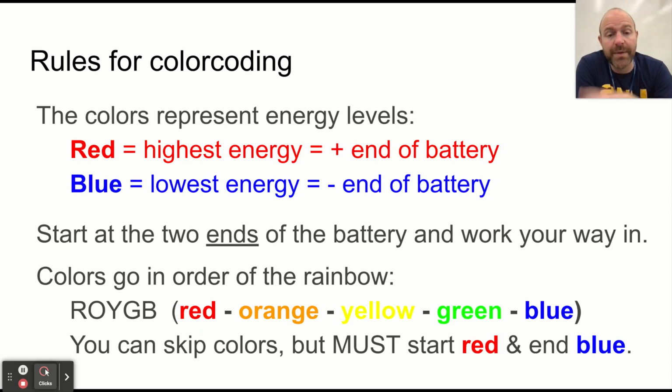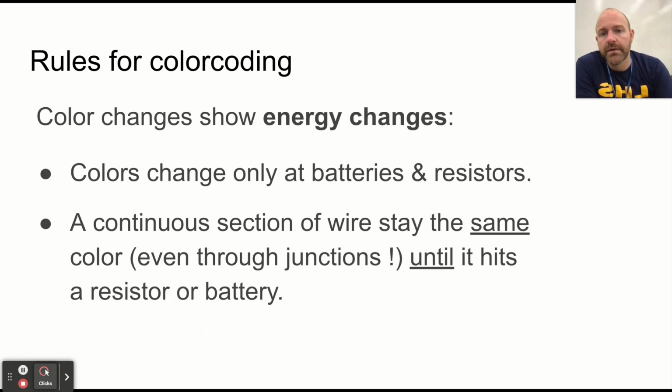Every circuit with a battery in it will have red and blue, and then we'll fill in the other colors as needed. Usually we go red and blue, and then we add yellow if we need a third color, and then we fill in with orange and green if we need those as well. You can skip colors, but you always have to have red and blue. These show energy changes, right? If there are two different colors, then we have a voltage or an energy per charge across that section, and that will cause current to flow.